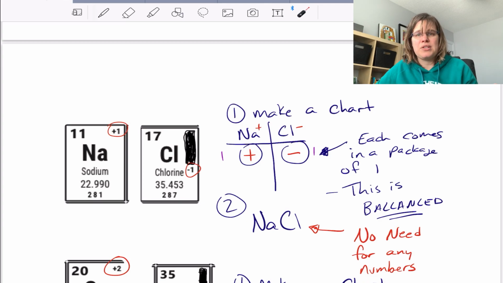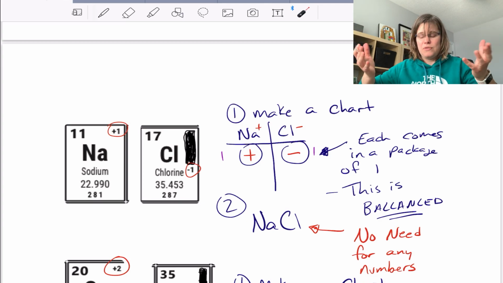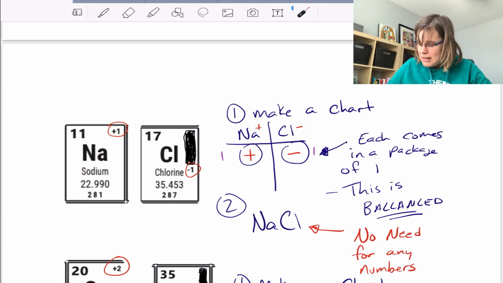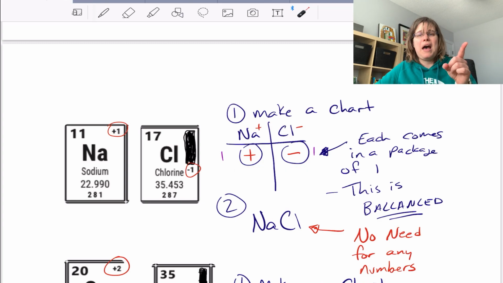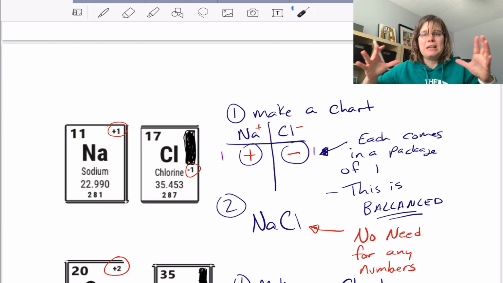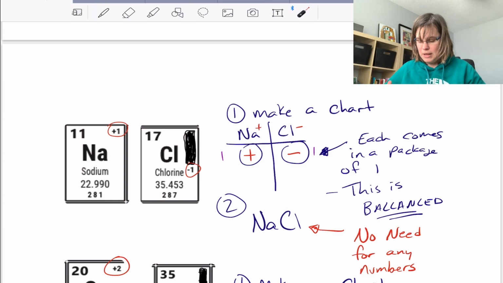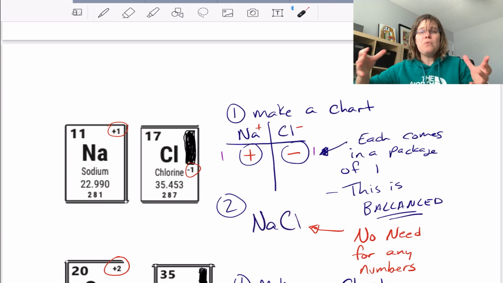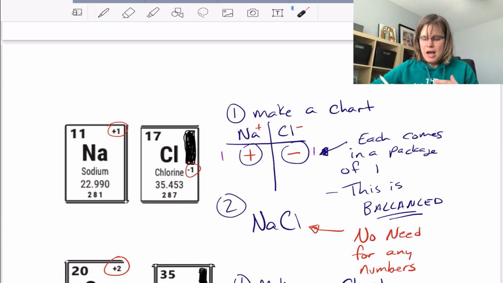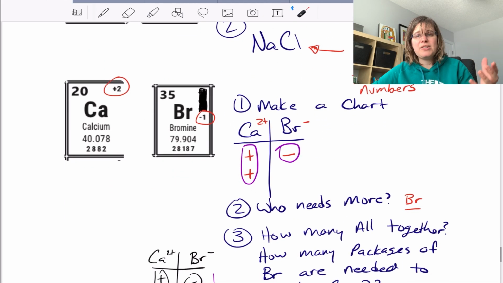And then we ask ourselves, is it balanced? Did everybody get the same amount of bubblegum? Hey, guess what? Each package of this comes in one. So because they each have one package, they're balanced. So nobody needs any numbers in this chemical formula. So the answer to this question is just NaCl with no numbers because they were balanced. And so we don't need to give anybody more packages to balance out the unequalness of the charges.